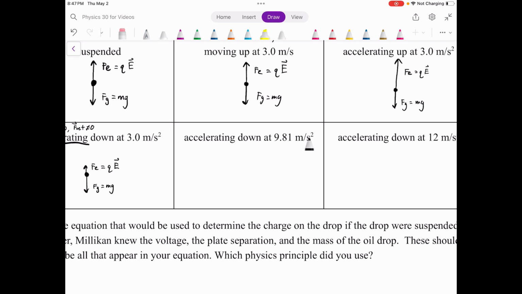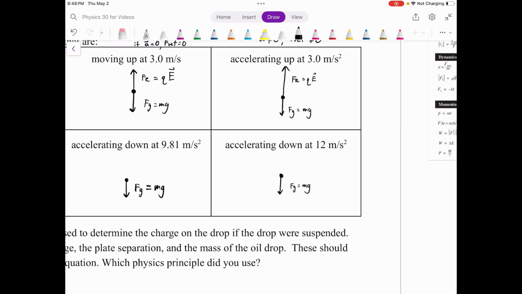You're just accelerating at the acceleration due to gravity. To be in free fall just means the only force acting on you is the force of gravity. This would be the case if you turned off the electric field altogether, maybe by disconnecting it from the battery or just turning the power off. Then the oil droplet would be in free fall.